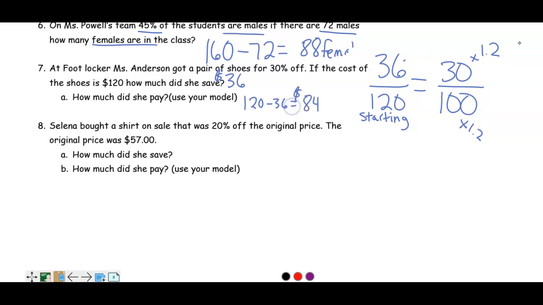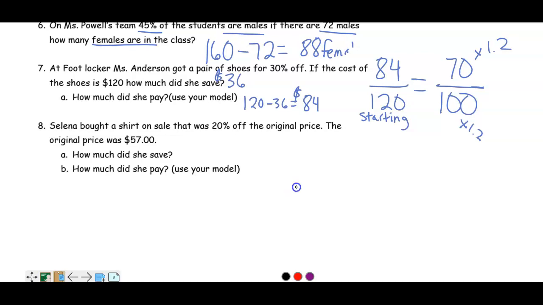We end up with $84. So you can see we can use subtraction to find that, or we can just say, I'm going to redo this and use, instead of 30%, the percent that she pays. If she saves 30%, that means she pays 70%. So here we could do the same thing, multiply by 1.2, and we'll get 84 right there. So two ways to do that right here.